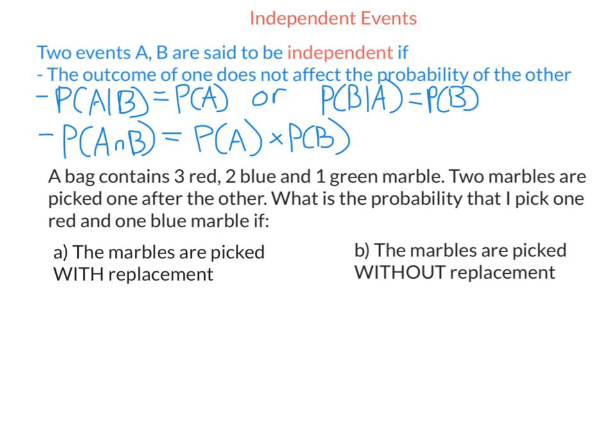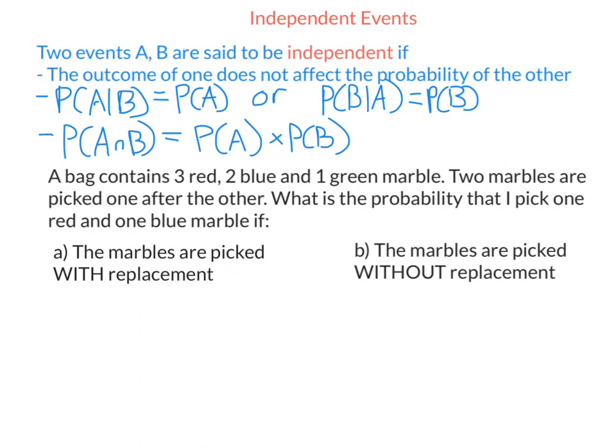So let's look at this question here. A bag contains 3 red, 2 blue, and 1 green marble. 2 marbles are picked one after the other. What's the probability that I pick 1 red and 1 blue marble? It turns out the answer will be different if the marbles are picked with replacement or without replacement. With replacement means I pick the marble, put it back, and then pick a second one. And here I pick a marble, don't put it back, and then pick a second one.